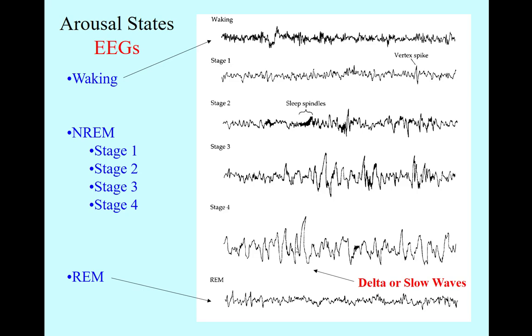But then look what happens when we transition to REM sleep. REM sleep, it goes right back to fast waves, low amplitude. It looks very much like waking or even stage 1. Okay, so the EEG can tell us a lot about the different arousal states.